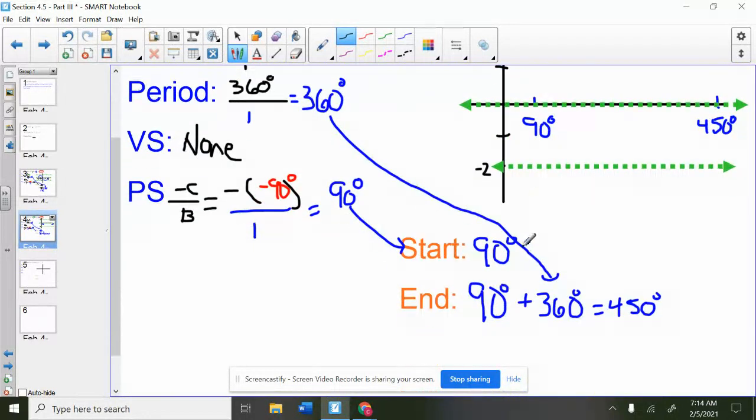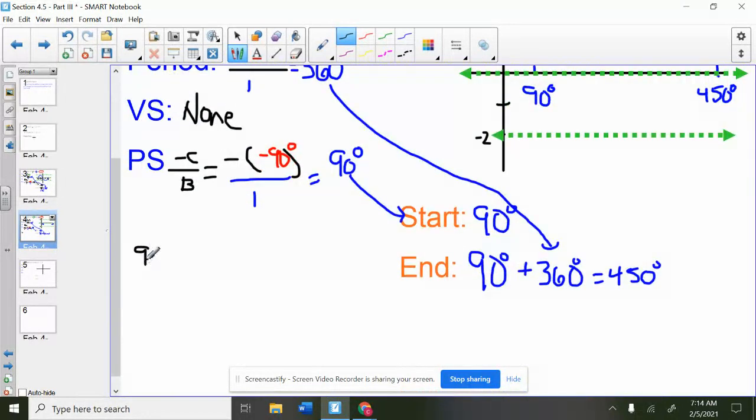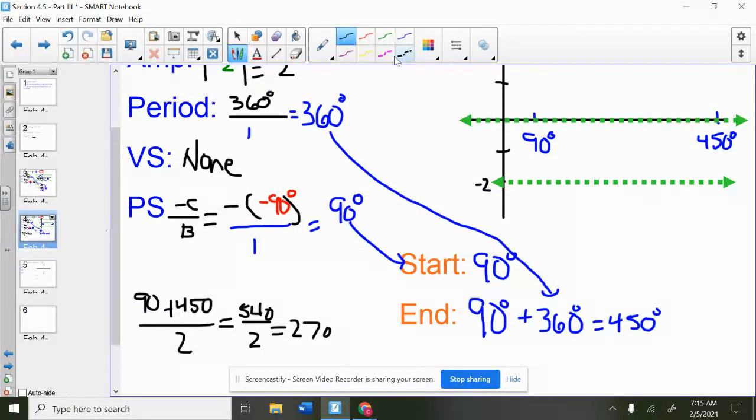So if you're unsure about this, as we talked about, you can always say, well, let me add them up. So 90 plus 450, and then divide them by 2. So then that's going to give you 540 divided by 2, and that gives you 270. So that's where I'm coming from. I'm just adding those guys up. So this would be 270 right there in the middle.